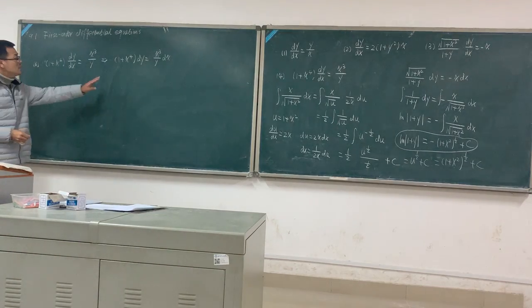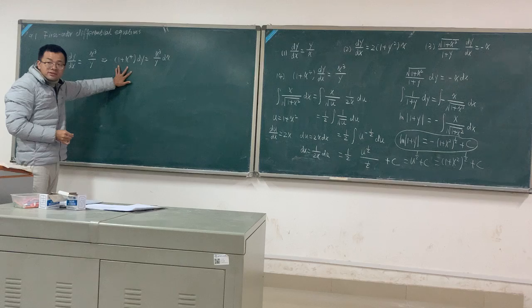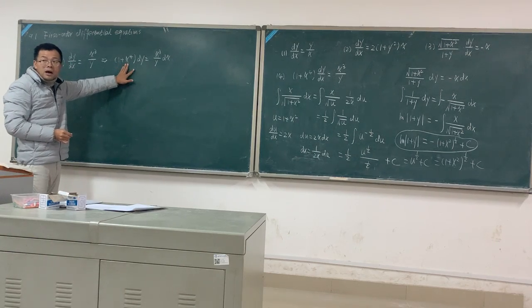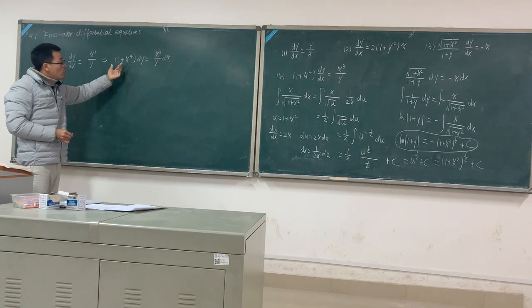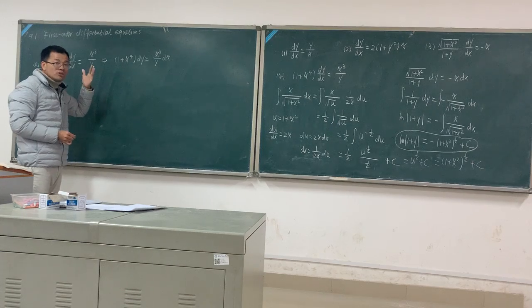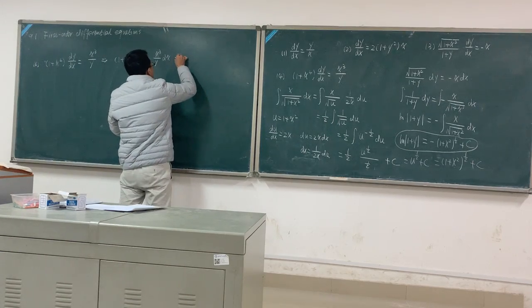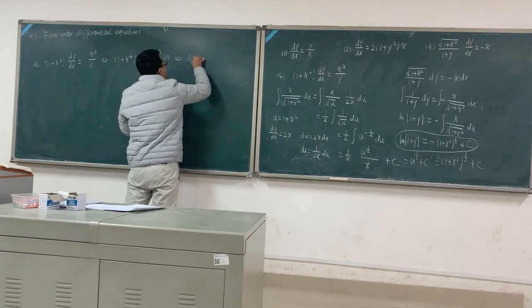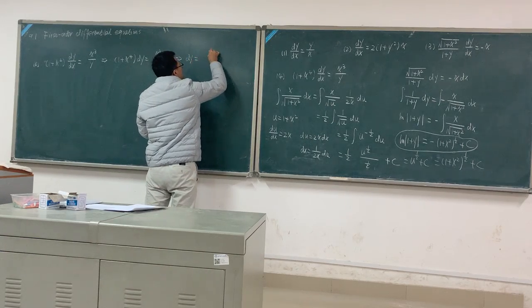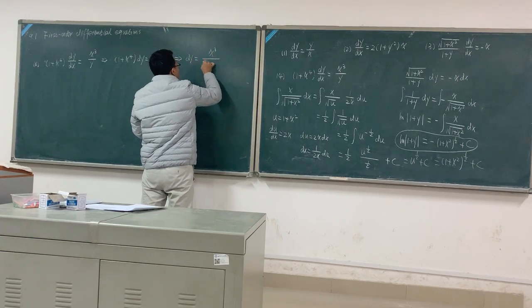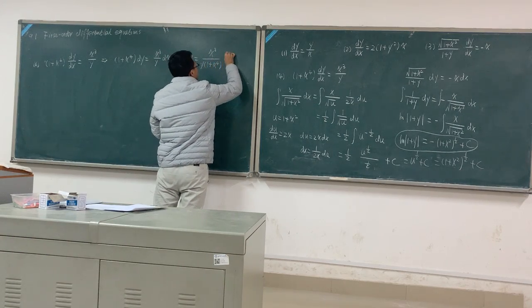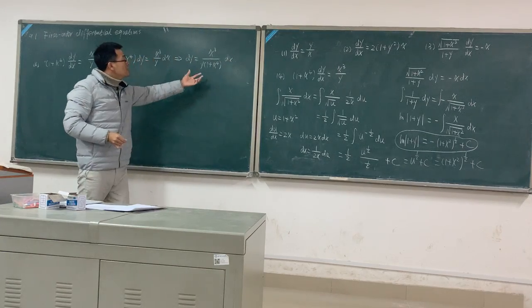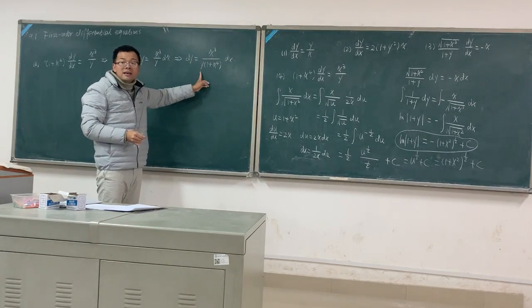So now we can see the left hand side we have x, so we should divide by 1 plus x to the 4th power on both sides. So here we have dy equals x cubed over y times 1 plus x to the 4th power, dx.